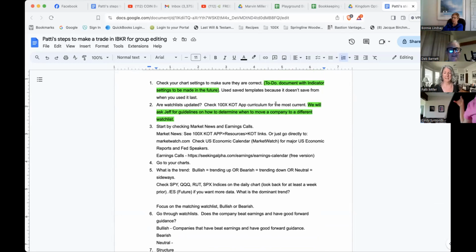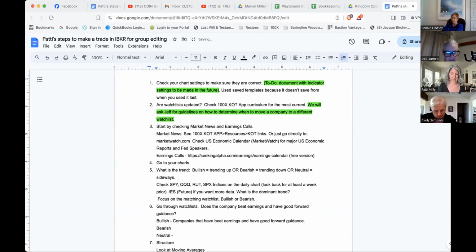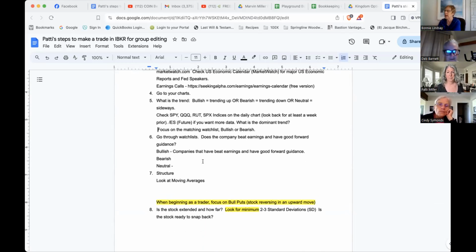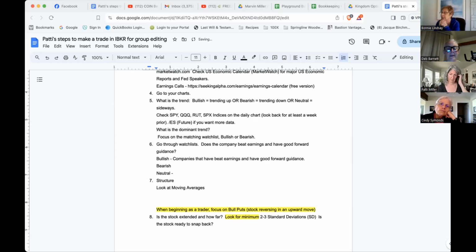All right, this is getting exciting. So we're done with step 5. So then you've got that space. Focus on matching watch list. Just a point, from an eye standpoint, see the what is dominant trend? I would just put that on the next line by itself because that's a biggie. What is the dominant trend is really what you're trying to get people to look at. And then the answer below: focus on matching watch list.